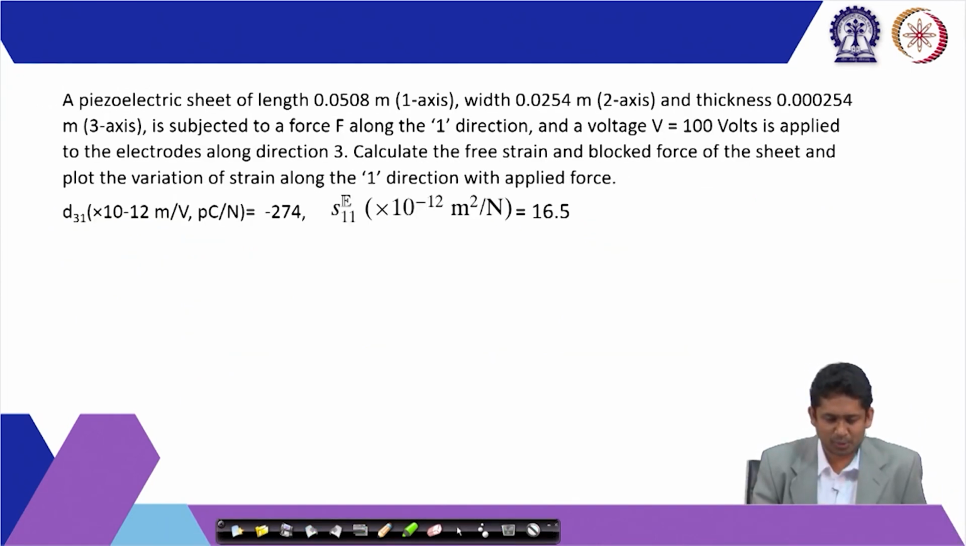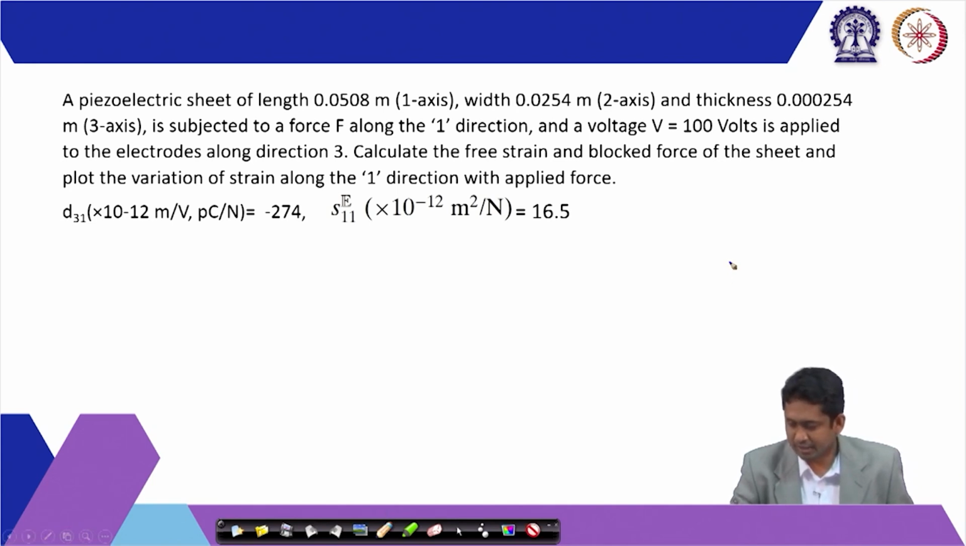Now, let us look into this problem. It says a piezoelectric sheet of length 0.0508 meter, which is the dimension along axis 1, width 0.0254 meter, which is the dimension along axis 2, and thickness 0.000254 meter, which is the dimension along axis 3, is subjected to a force F along direction 1, and a voltage V equal to 100 volts is applied to the electrode along direction 3.